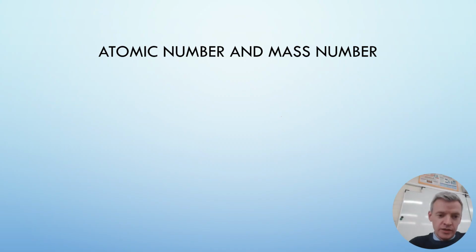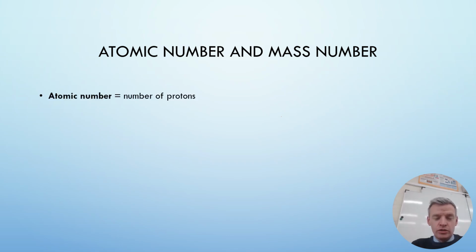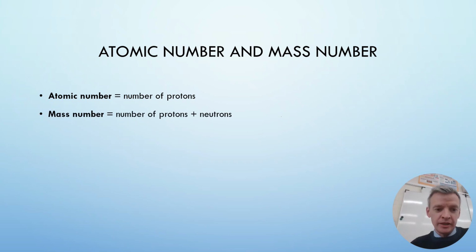Now we're going to look at what the difference is between atomic number and mass number. So the atomic number is the number of protons that an element has. Every element has a different number of protons, therefore every element has a different atomic number. Mass number is simply the number of protons plus the number of neutrons, and I want to just show you how this works in practice on the periodic table.